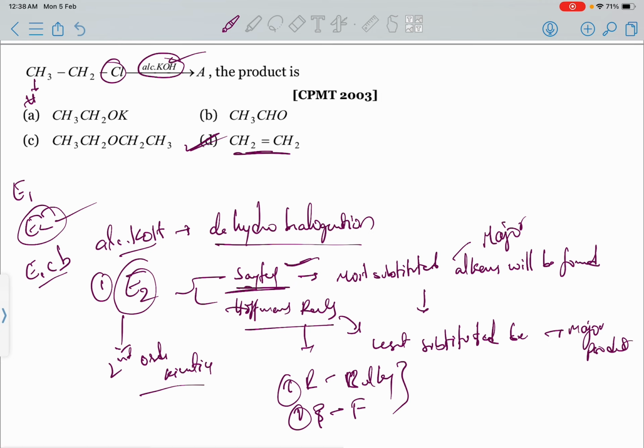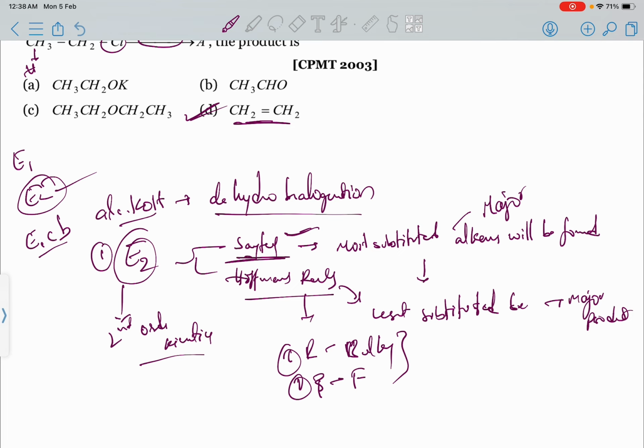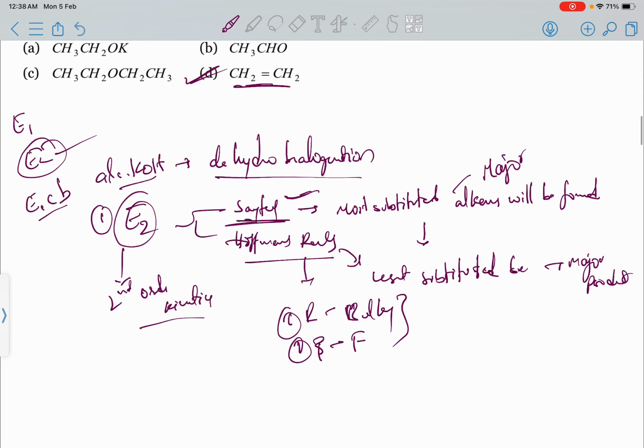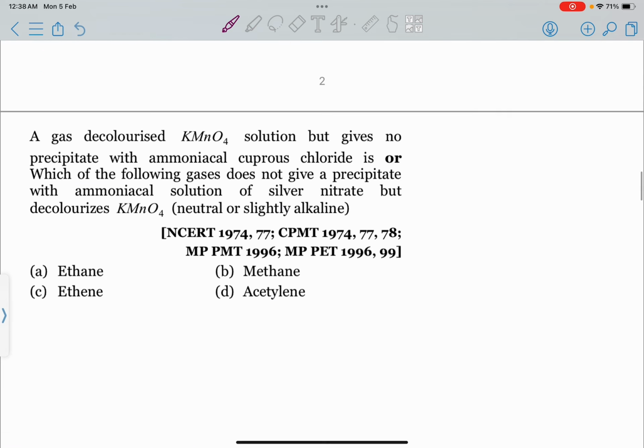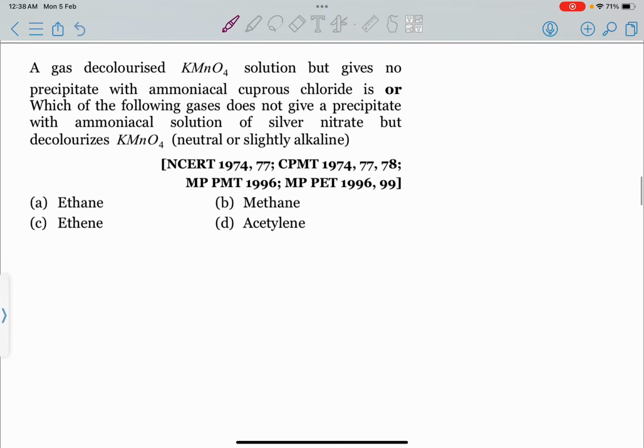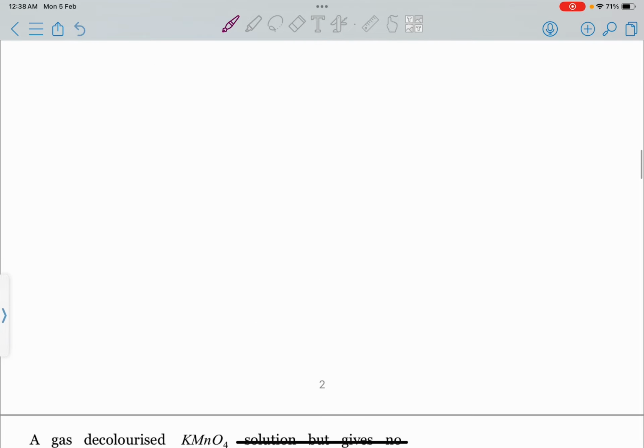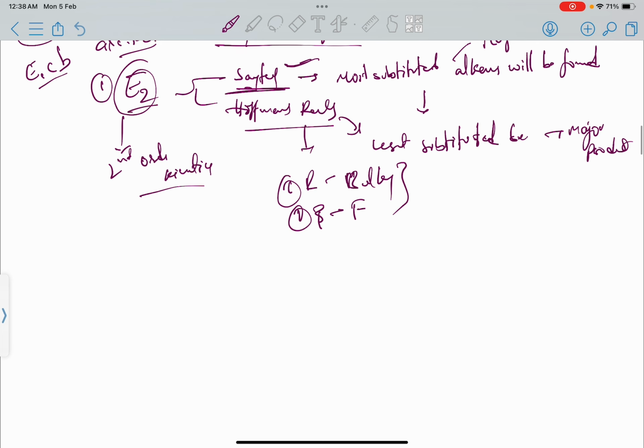I am moving further to the next question. The next question is pretty interesting. As we are going through E2 elimination, we'll even be studying the case of dehydrohalogenation for tertiary, secondary, and primary. And out of all the halogens, iodine will be easily removed.